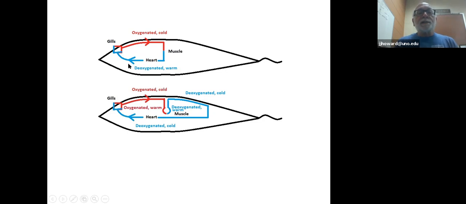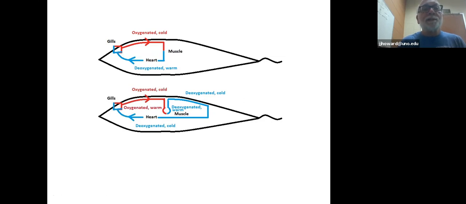Okay, well, that deoxygenated blood has been circulating through the body. It's picked up body heat. What happens to it? It goes to the gills, and any heat that's in that blood gets lost to the surrounding water instantly. So this blood has little or no oxygen, but at least is warm until it gets to the gills. When it gets to the gills, all that body heat is lost.